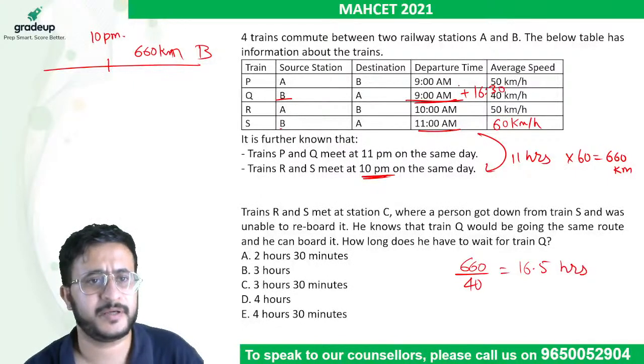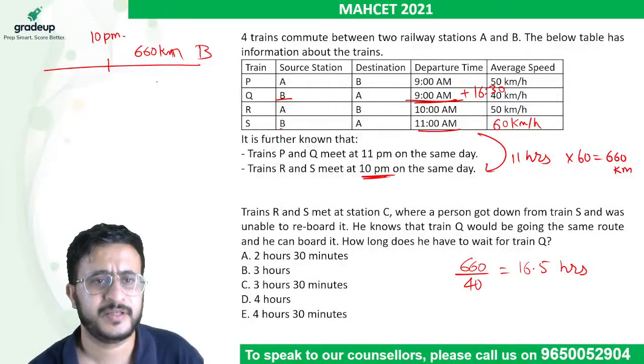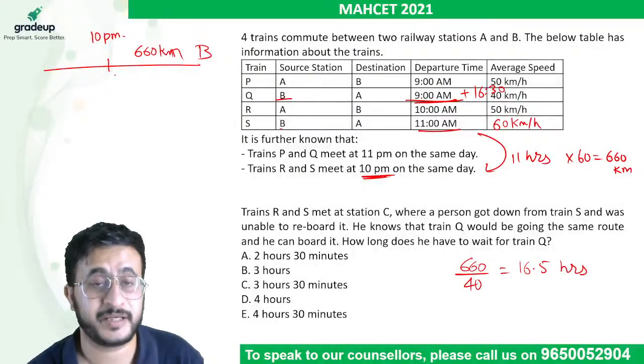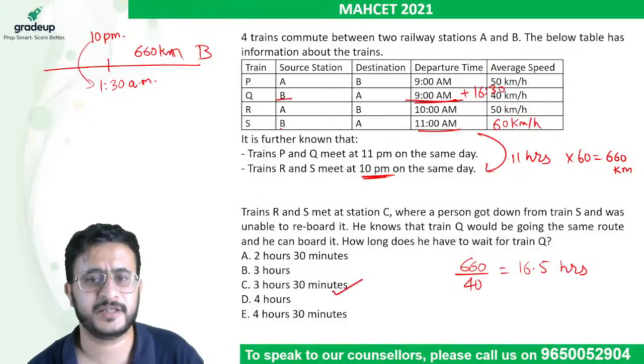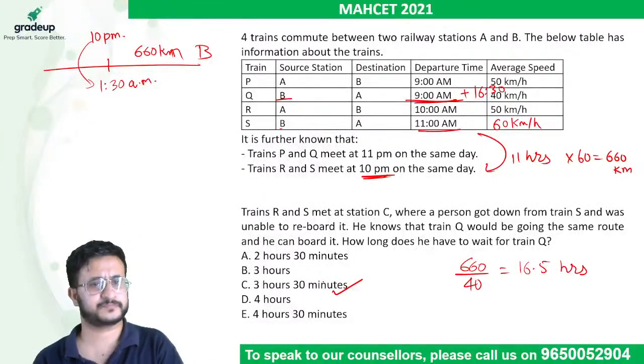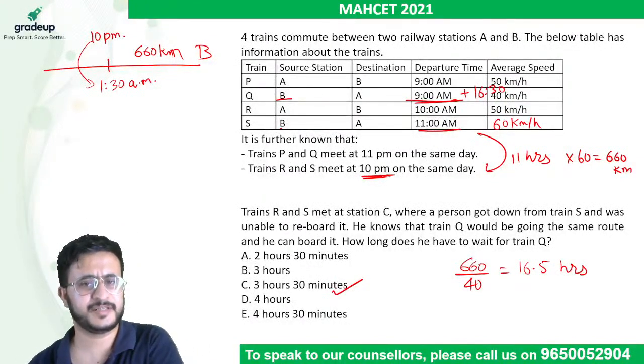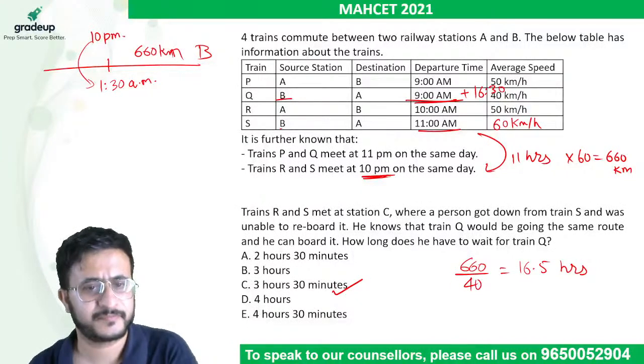9 a.m. to 9 p.m. is 12 hours. Then 10, 11, 12, 1 a.m., 1:30 a.m. So he has to wait till 1:30 a.m. At 1:30 a.m. he will be able to catch the train. So he has to wait for 3 hours and 30 minutes. The answer is 3 hours and 30 minutes.